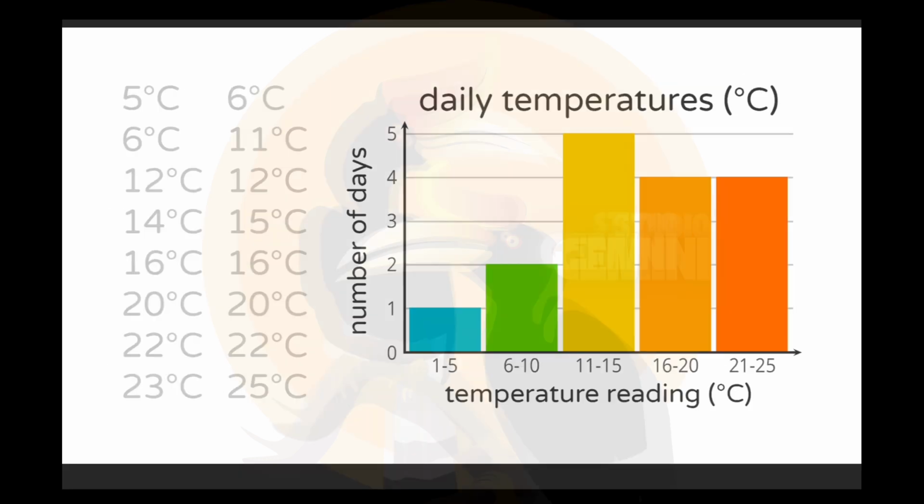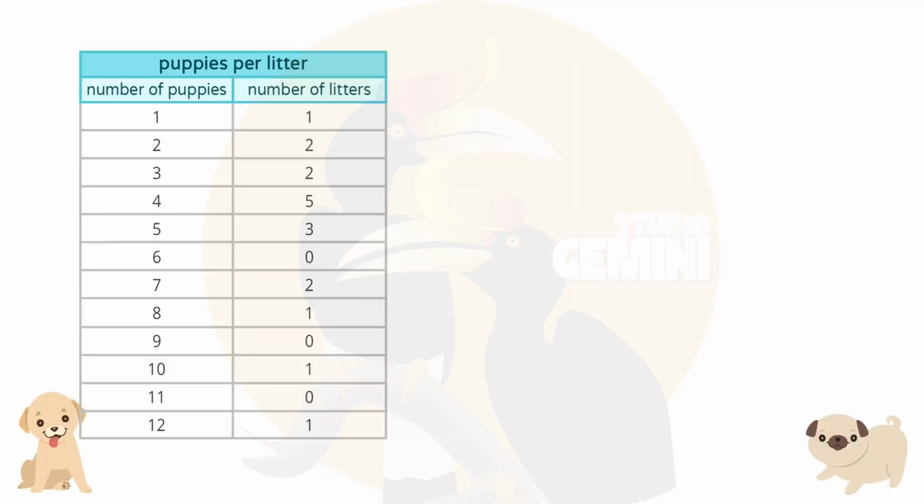Now, let's make a histogram from a frequency table. We can follow the exact same steps to create a histogram from a frequency table like this one. Here is a frequency table showing the number of puppies born in each litter at a local shelter over the past year. 1 litter had 1 puppy, 2 litters had 2 puppies, 2 litters had 3 puppies, 5 litters had 4, 3 had 5, there were no litters with 6 puppies.